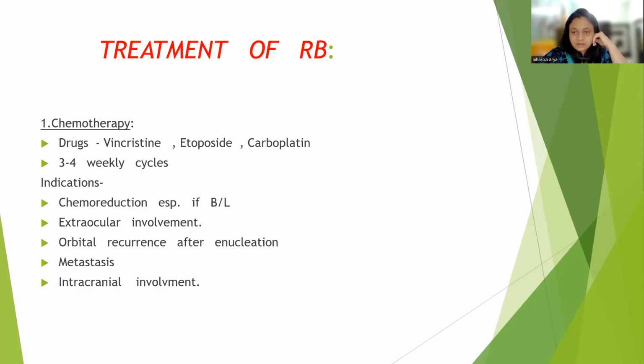Metastasis or intracranial involvement. So these are the conditions where we can give chemotherapy: chemoreduction, especially if the retinoblastoma is bilateral; extraocular involvement, that is, involvement of the optic nerve; orbital recurrence after enucleation; and metastasis or intracranial involvement.